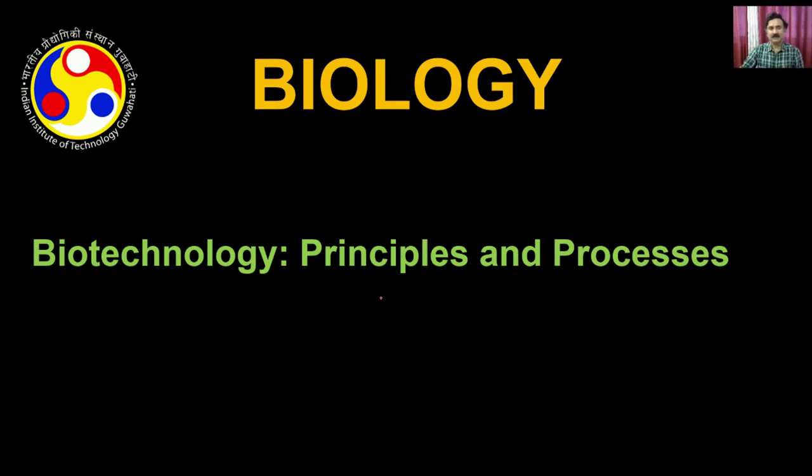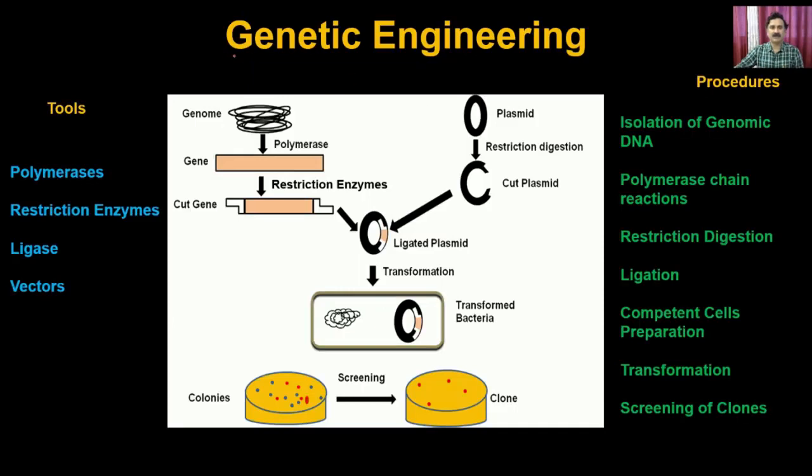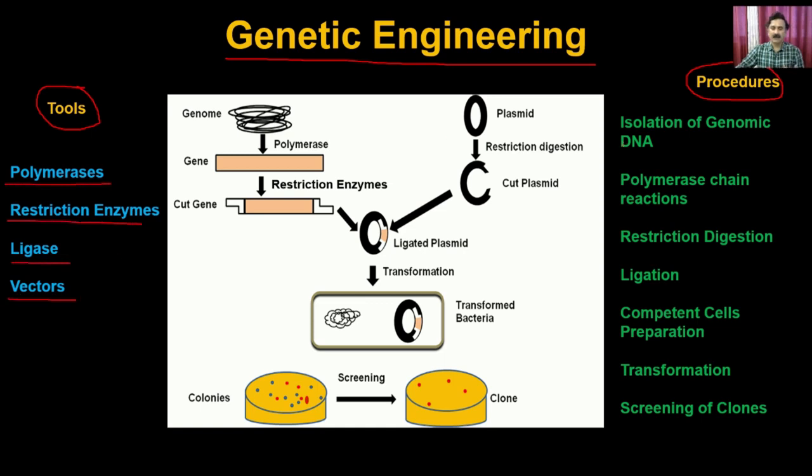So in this series, we were discussing genetic engineering, which involves different types of procedures where we use different types of tools. In our previous lectures, we discussed tools like polymerases, restriction enzymes, ligases, and vectors. We also discussed the isolation of genomic DNA, and once you have isolated the genomic DNA, how you can analyze it on agarose gel electrophoresis. Now in today's lecture, we are going to start a new topic, and that is the polymerase chain reaction.